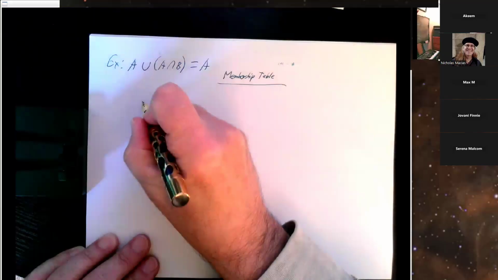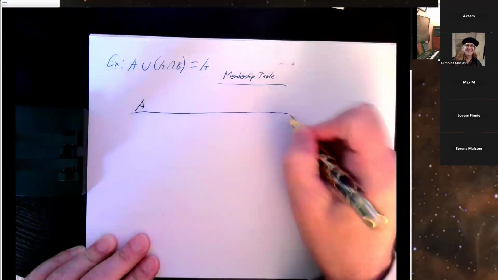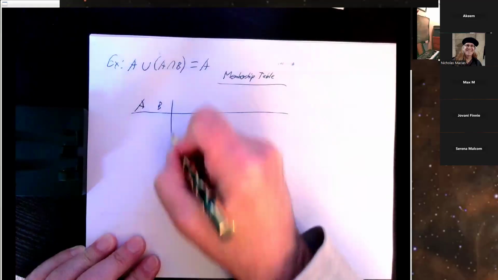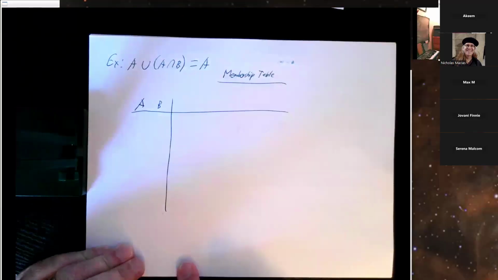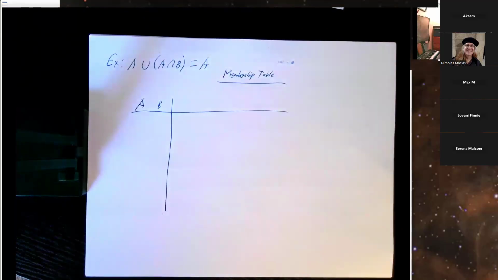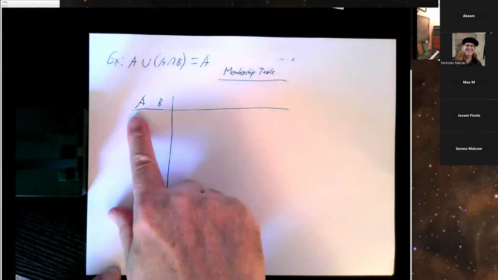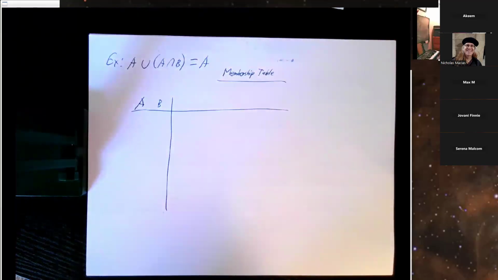And I'm going to make a table. I'm going to make two columns, A and B. And I'm going to imagine I've picked some element from the universe. All right, I've got it here in my hand. This is one element from the universe. And I can ask the following questions. Is that element a member of A? And is that element a member of B? Whatever element I pick, I can answer those questions. It either belongs to A or it doesn't. It either belongs to B or it doesn't.